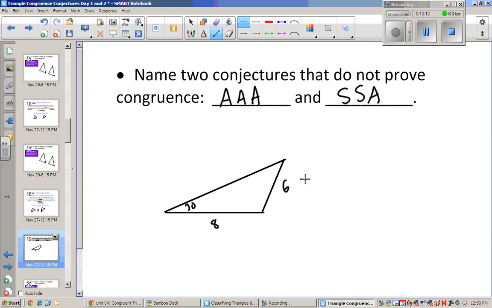Now I could take the same measurement, instead of it being out here, I can move it over here and have this equal to 6. And so I have two triangles, 38 and 6, 38 and 6, and they have the same dimensions. So we know that there's two triangles you can create with an SSA situation sometimes. And so that does not prove congruence.